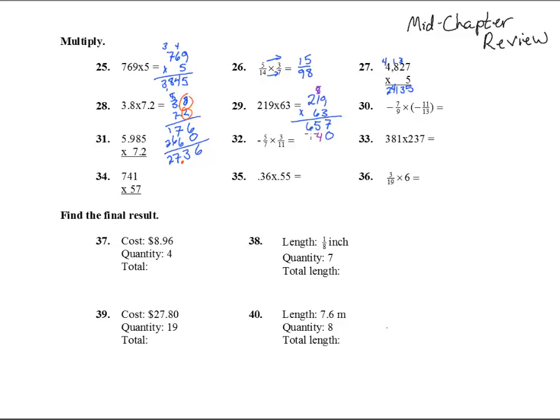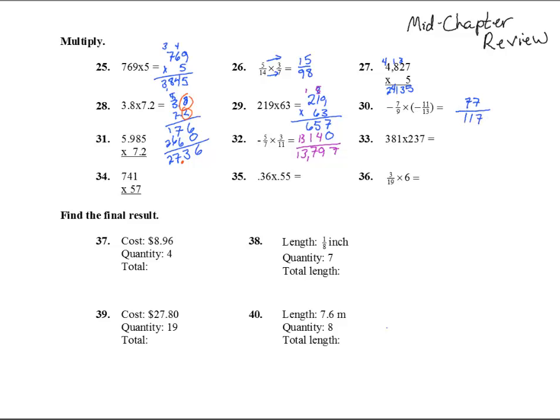Yes, 11. So carry the 1. 6 times 2 is 12. Plus 1 is 13. So we get 7, 9, 7, 13. 13,797. Good. Now, number 30, here we have a couple of negatives. So let's do the multiplication first. 7 times 11 is 77. And 9 times 13 is 117.